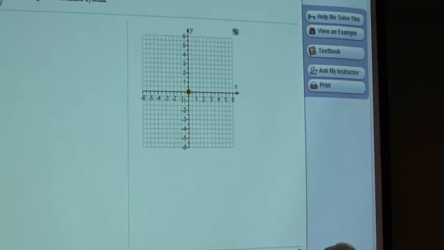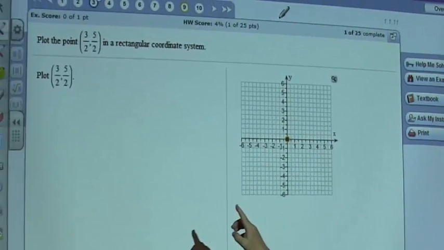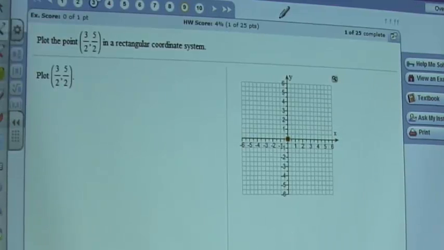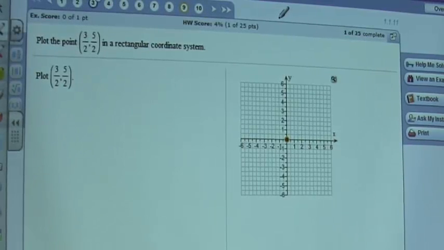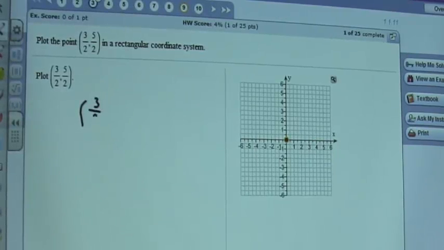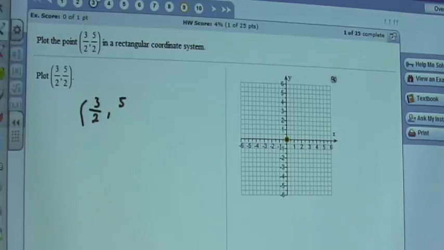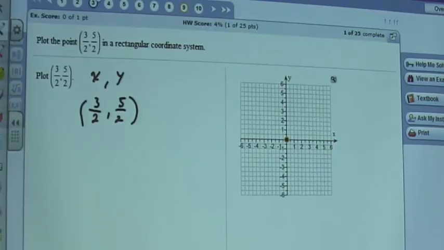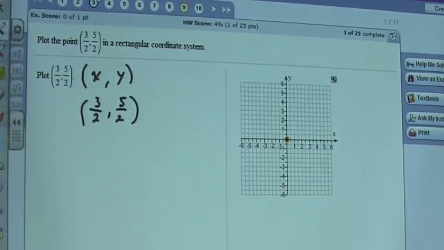Well, what are the numbers that we're trying to put on that graph? The point in the way they express it is always going to give you the horizontal or x value first, and then the vertical or y value second. So let's take a look at 3/2 comma 5/2. Well, first of all, this is the x and this is the y, because that's the standard form for expressing a point on a graph. So 3/2 is the x.